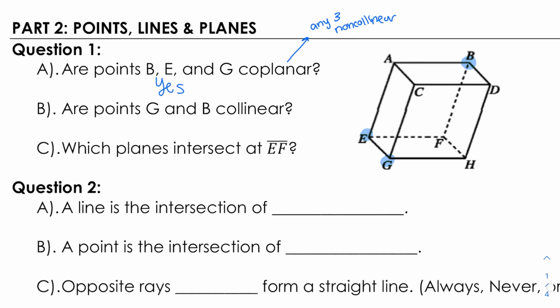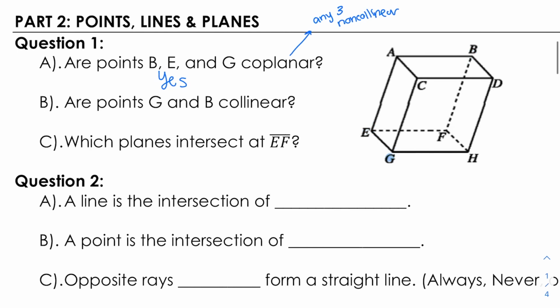Okay, so part B: are G and B collinear? Again, the definition of collinear is that any two points can make a line. So I can draw a diagonal line through B and G. So yes, those are also collinear.